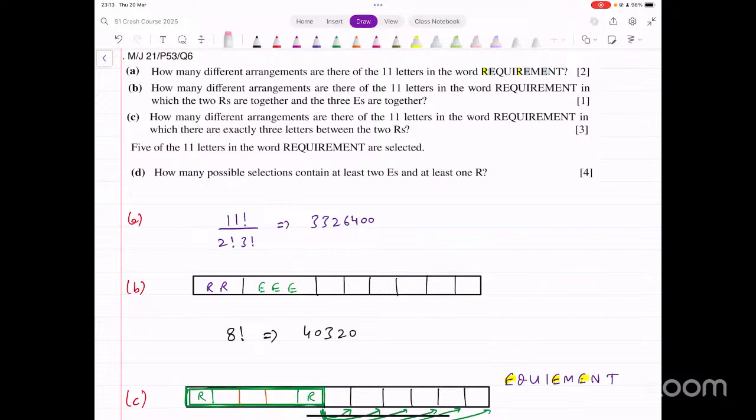Part D says: 5 of the 11 letters in the word requirement are selected. Selection means we're talking about combination, right? We're doing selection now. 5 letters are selected out of 11. How many possible selections contain at least 2 E's and at least 1 R?